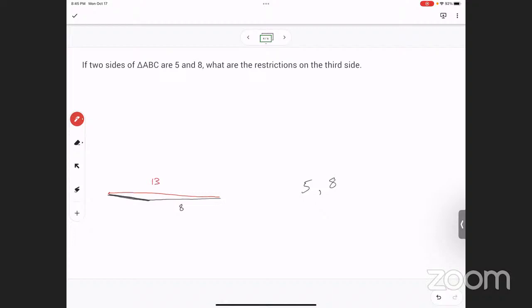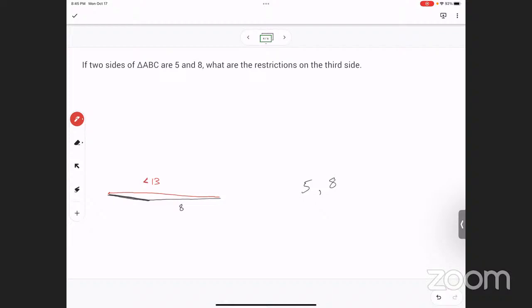Because this right here has to have some sort of an angle here, right? And so if I were to put that flat here, 5 and 8 would have equaled 13, right? But it's not flat. There has to be an angle there. And so that's why this cannot be 13. It has to be less than 13. So that's one way you can think of it. It can't be bigger than 13.